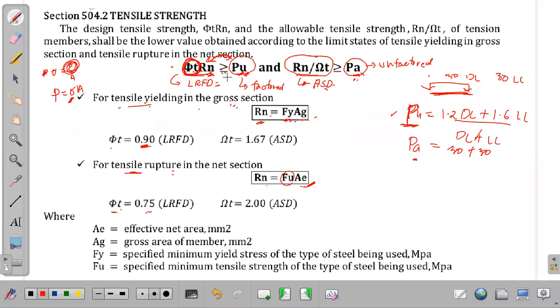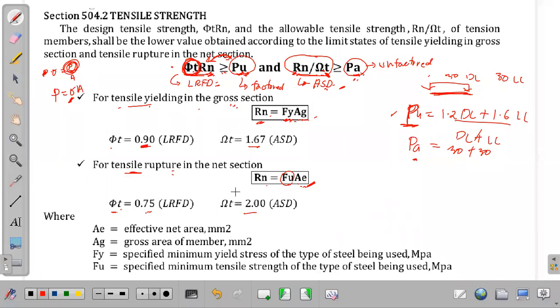Okay? So pagka allowable naman, pagka ASD method naman, parehas yung pag-compute ng Rn. Pagka tensile yielding Fy Ag, and pagka net section fracture, Fu Ae. Ang iba dito, yung omega T, yung factor of safety. Pagka-allowable factor of safety. Okay? So ang factor of safety, pagka tensile yielding yung pinag-uusapan natin, 1.67. Ang factor of safety naman, pagka net section fracture, ang pinag-uusapan natin is 2.0. Okay? So you have to remember yung values ng mga factors natin.